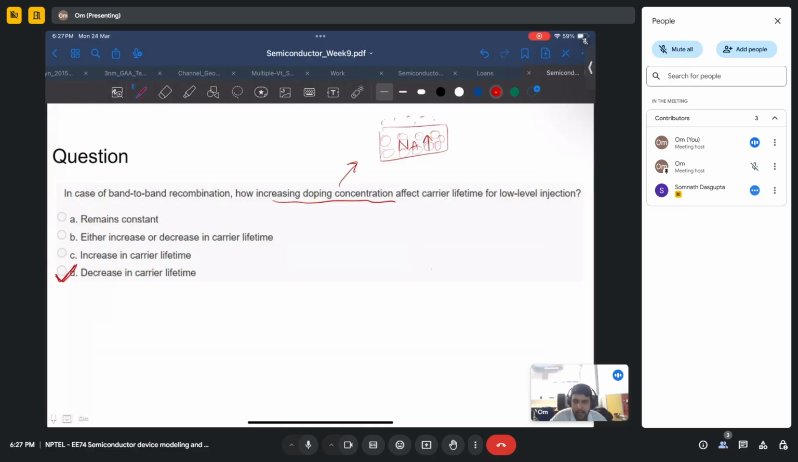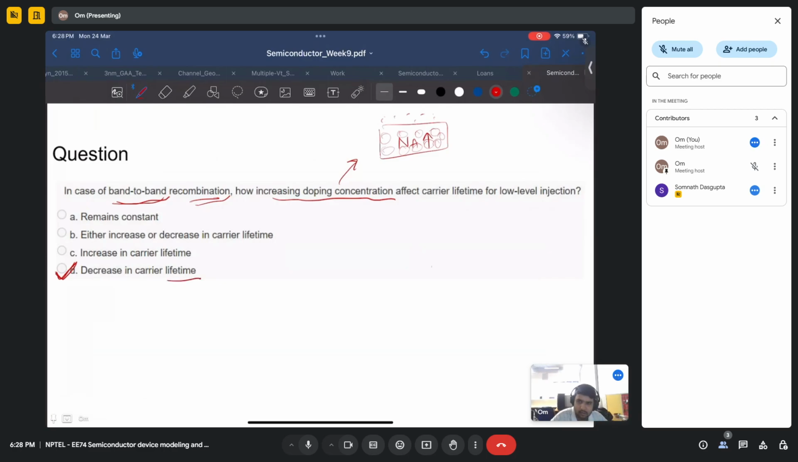This is a general statement for any kind of recombination, be it band to band or Auger or any other kind of recombination or generation process: doping will always increase the recombination, and if recombination is increasing, that means your carrier lifetime is decreasing. Recombination rate is simply 1 by carrier lifetime, right?